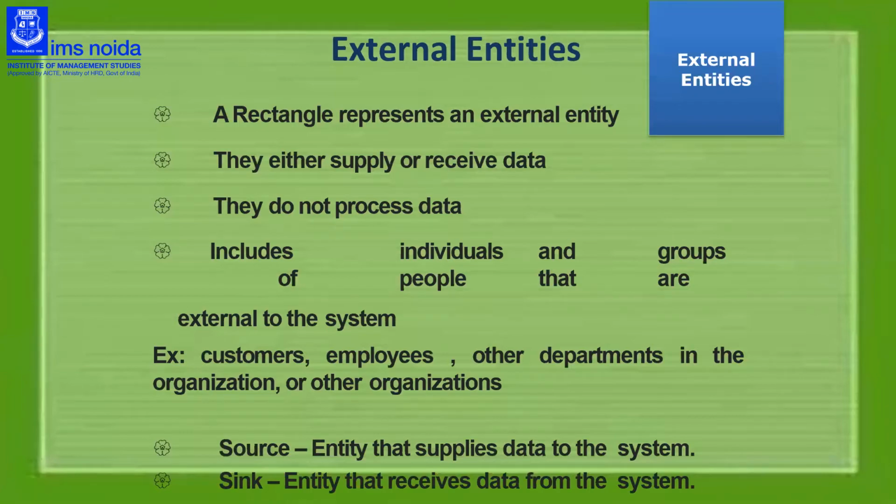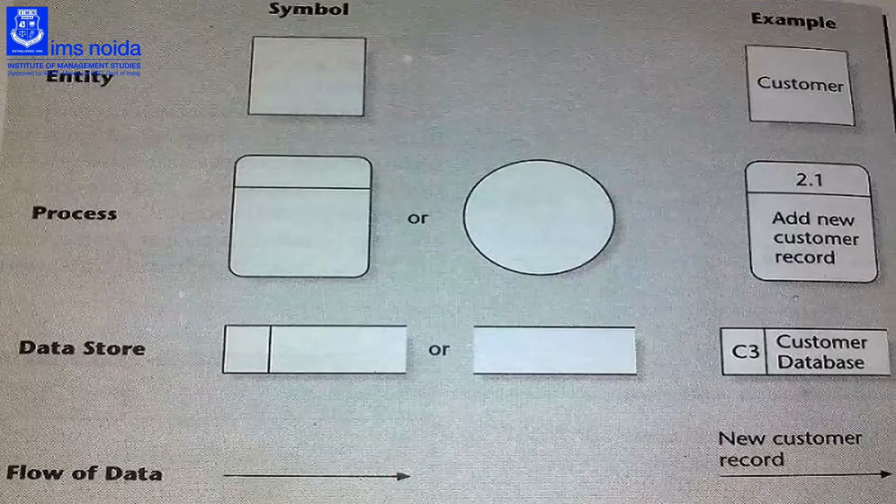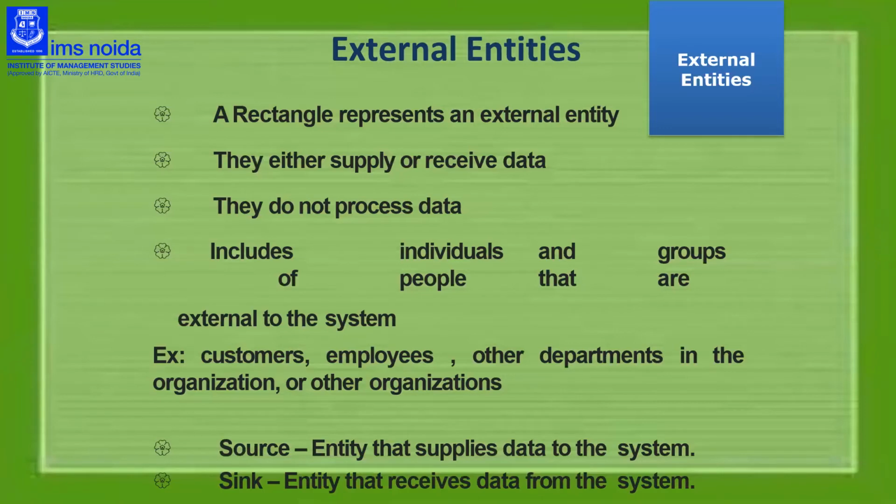What is external entity? First notation which we have used is entity. So what is external entity? It is represented by the rectangle. They either supply or receive data. They do not process data. Includes individuals and groups of people that are external to the system, that is customer, employee, other department of the organization. Source entity is that which supplies data to the system. Sink entity is that which receives data from the system.